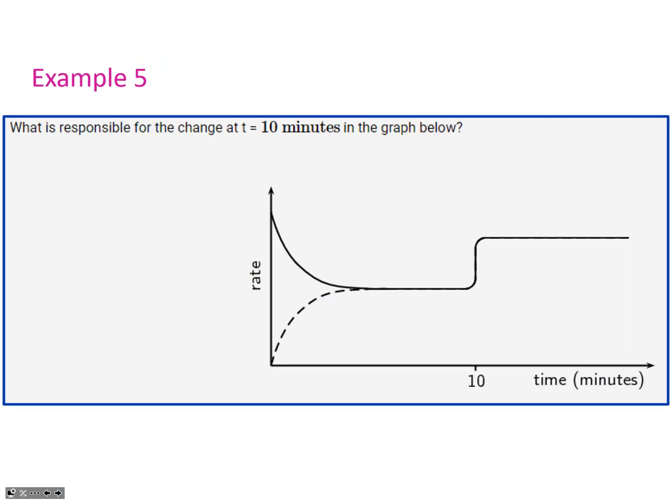Last graph here. It's a rate graph still. At time t here, what's happening? What is responsible for this change? For this particular system that was at equilibrium?